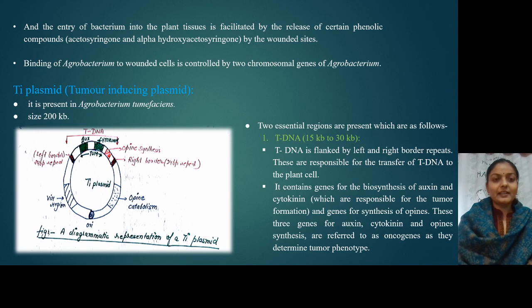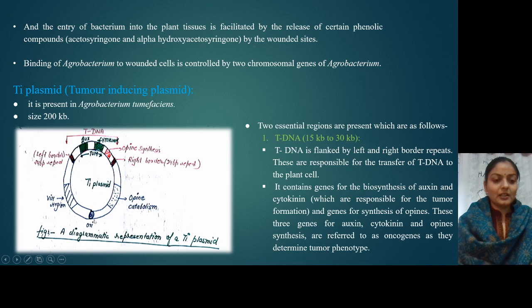Let's discuss the structure of the Ti plasmid first. This is a general structure made by me, so that I can explain it in the general category, because there are specific Ti plasmids which synthesize specific opines, and they are classified and named according to the type of opine they synthesize. Here I am just discussing a general structure in which I have taken this opine synthesis gene present here. So let's discuss according to it.